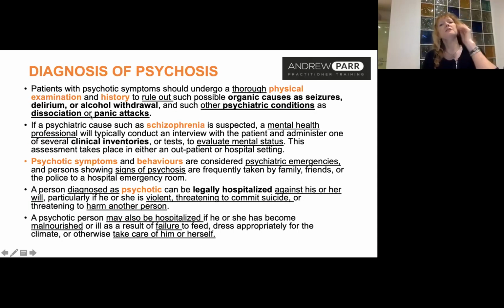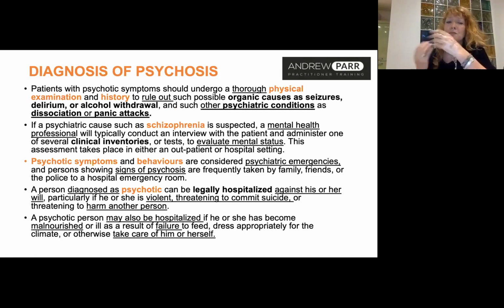In terms of diagnosis of psychosis, generally they need to go through a full physical examination. Now, again, this isn't something that you're necessarily going to be involved in. Some of you might already have been involved in this in your previous careers, but as part of what you do as a hypnotherapist, you're not necessarily going to have to do that, but these are some of the things that they might need to do.